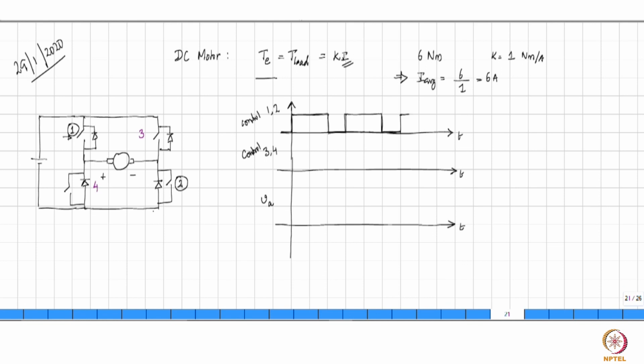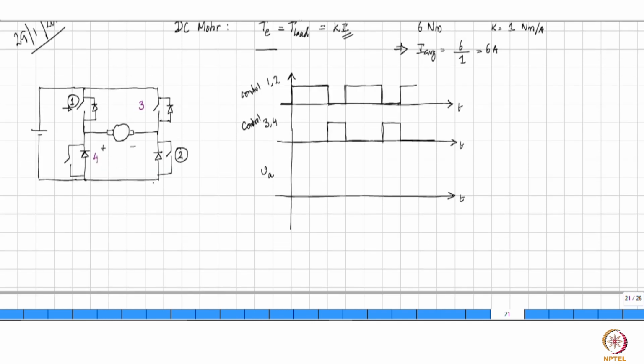This is the waveform, and the control for 3 and 4 goes like this. That means what I am doing is switching on 1 and 2 at the same time, and when 1 and 2 are on, the other two switches are off, and when 1 and 2 are off, the other two switches are on. That is the manner in which I am going to operate. One may operate it in many different ways, but this is what we take.